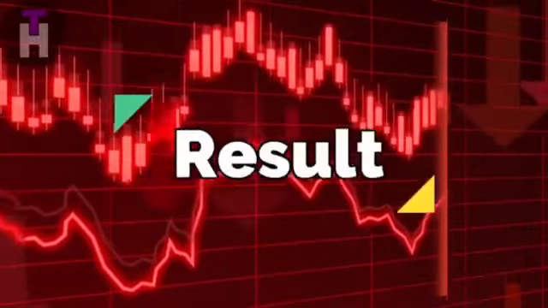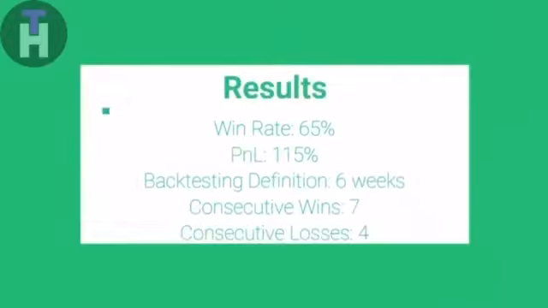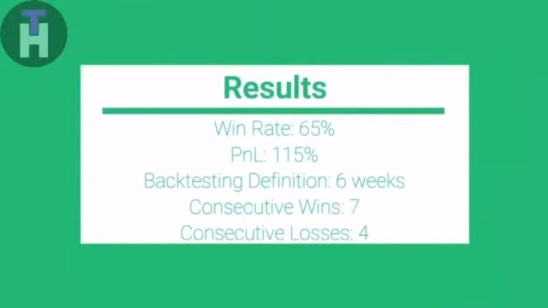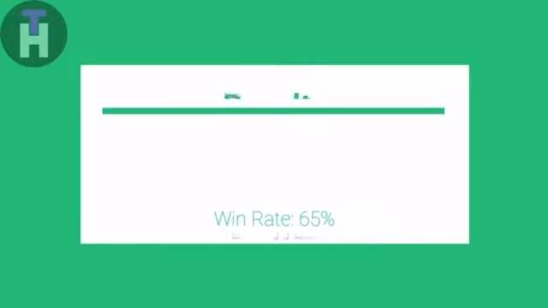I just finished the backtesting. Our win rate is crazy high at 65%, and we increased our account size by 115%. I found those 100 setups within 6 weeks. We had 7 consecutive wins against 4 consecutive losses. So overall, the strategy definitely showed some good results.